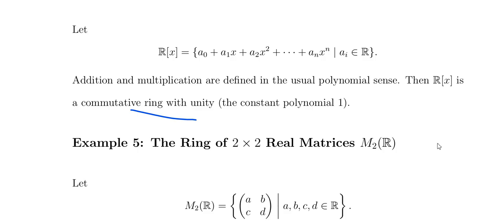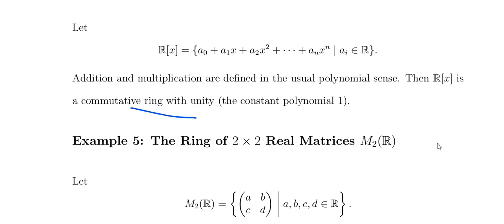That means R of x with respect to addition is an abelian group, with respect to multiplication it is a semigroup, and the distributive property, commutative property, and the identity axiom with respect to multiplication exist. So this is called a commutative ring with unity. What is the identity element with respect to multiplication? The constant polynomial that is equal to 1.